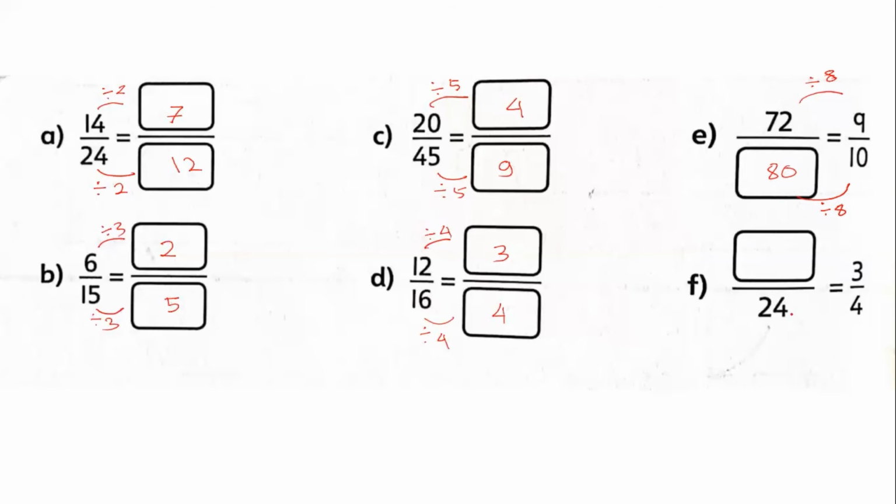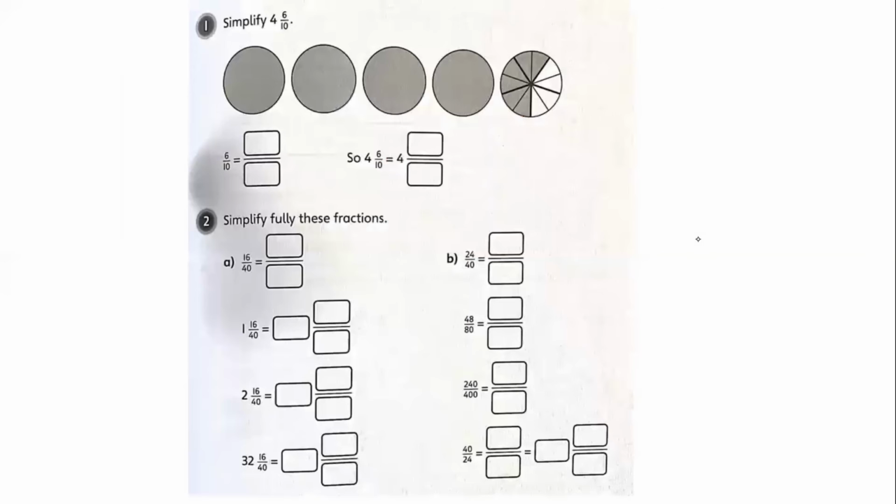The next one, we know that 24 becomes 4. It is divided by 6. So this number also must be divided by 6. A number divided by 6 becomes 3, that is 18. So our answer is 18 over 24. Very easy, right? Let's see the next one.